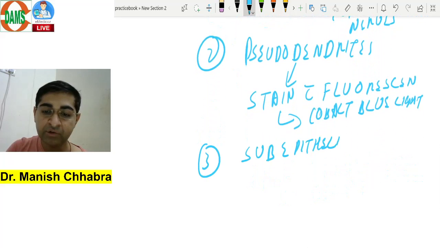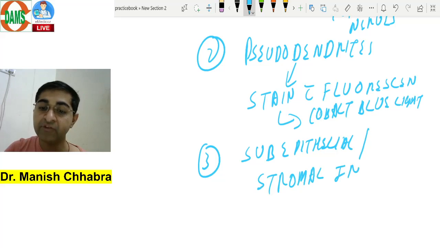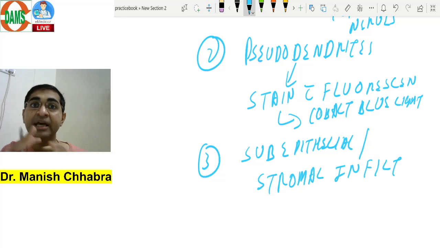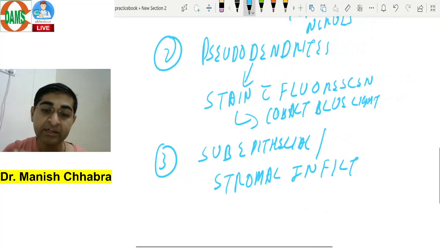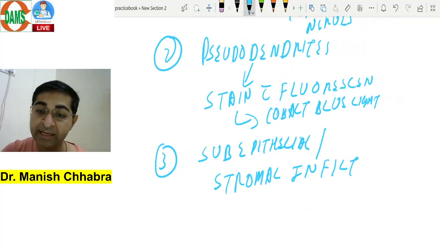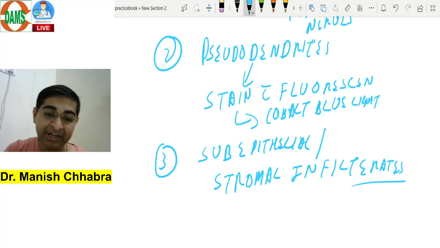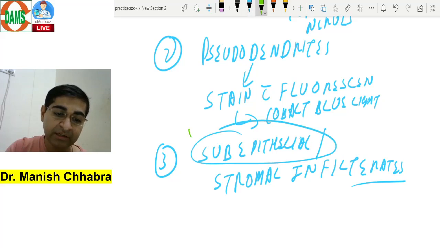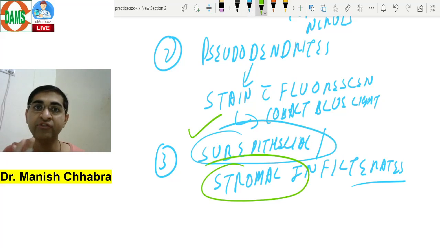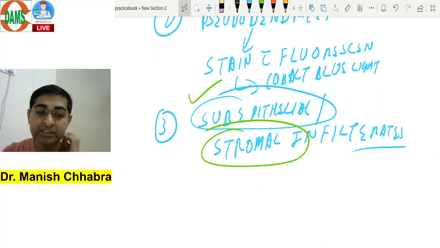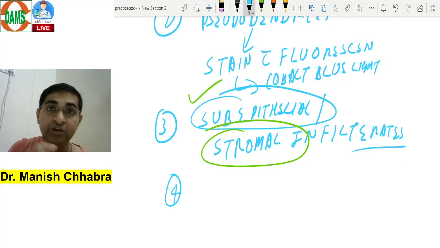Okay, there is also presence of subepithelial or more commonly stromal infiltrates. Of course, I told you that there will be infiltrates around the nerves. Another important thing you should remember is the presence of subepithelial and stromal infiltrates. You know now that the corneal plexus lies in the subepithelial and stromal region. Next is, you find a typical ring ulcer.